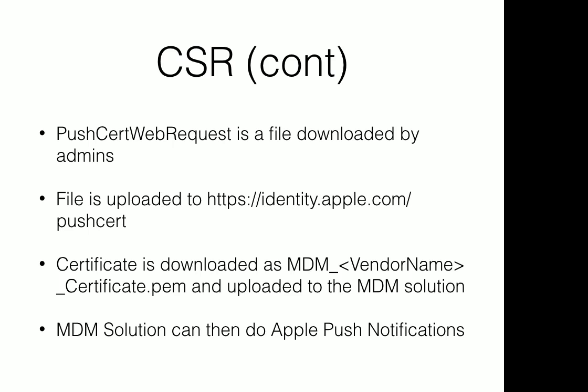So the push cert web request is a file that's posted on your MDM. You download this file, you go to Apple, you upload the file. It's just a basic CSR, and then you get a programmatically created MDM_vendor-name_certificate.pem, which sounds like I should be saying that super fast because that would be kind of awesome. And then once that certificate exchange has occurred, we can then start doing Apple push notifications.